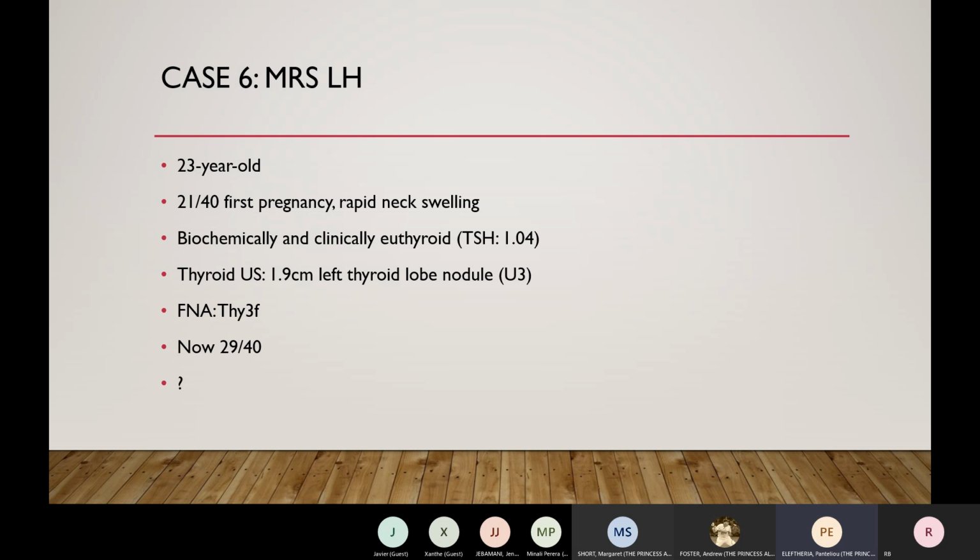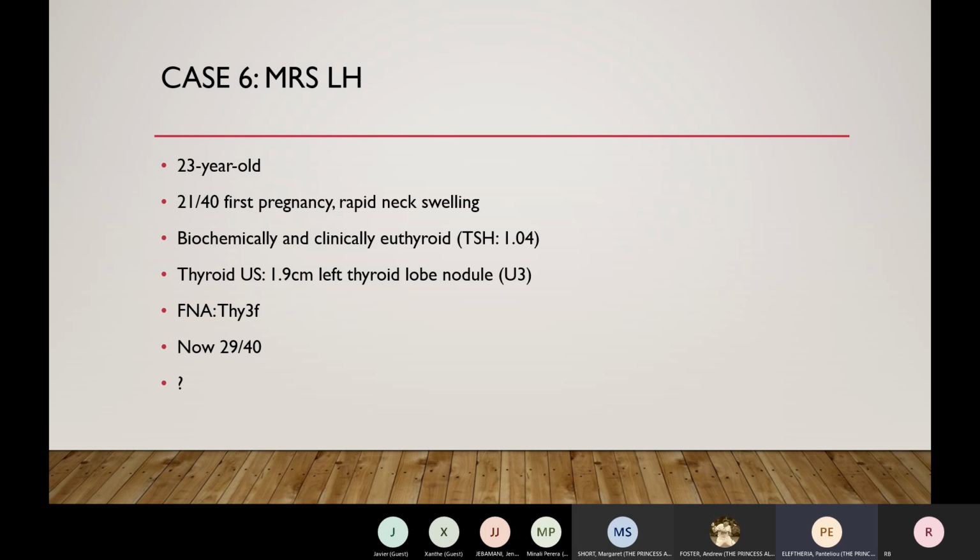Anything above U3 needs to be FNA'd. So the FNA showed Thy3f. F stands for follicular, so it's a follicular lesion. With a follicular lesion, it is quite difficult, especially with FNA, to get enough cells to establish whether this is just a hyperplastic nodule with lots of follicular cells, or an adenoma, which is a benign growth, or a carcinoma.